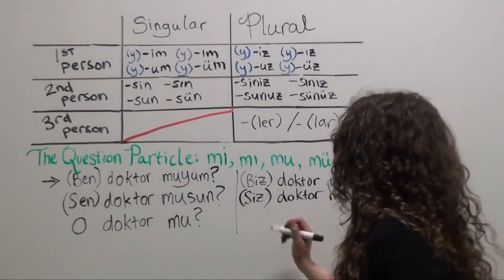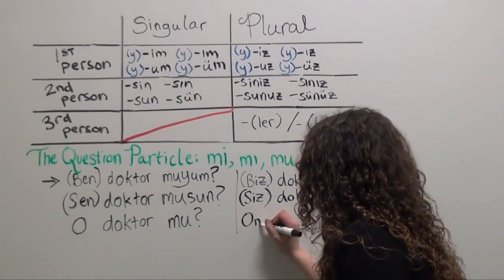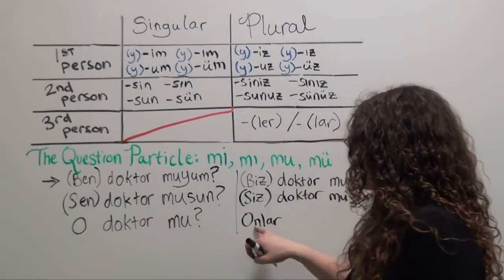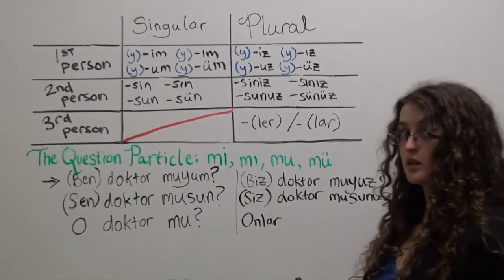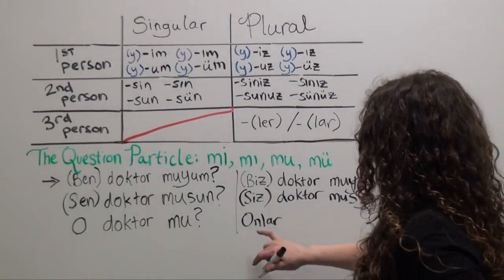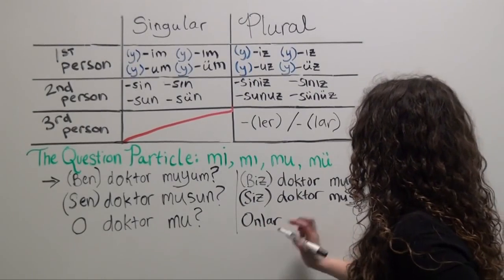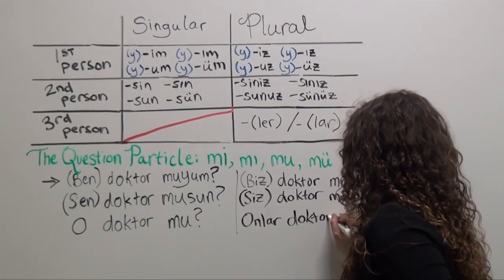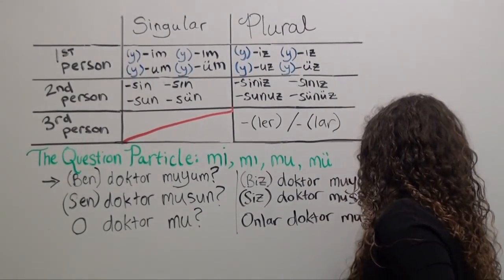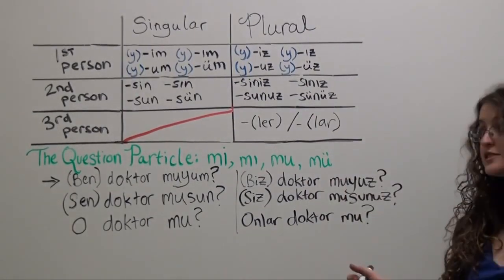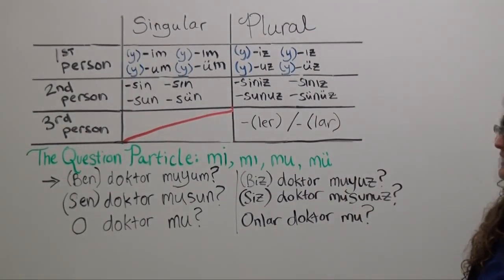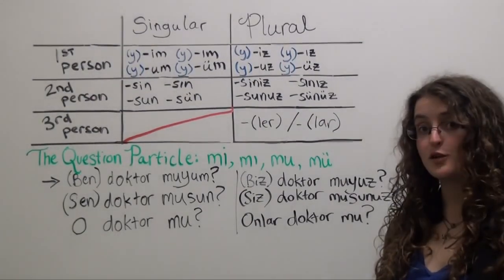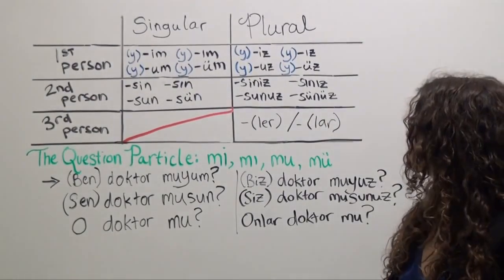Finally, onlar, they. And again, you have to have either the word onlar or a plural noun here. Onlar doktor mu. Onlar doktor mu. Are they doctors? That's how you ask yes/no questions using the verb to be in Turkish.